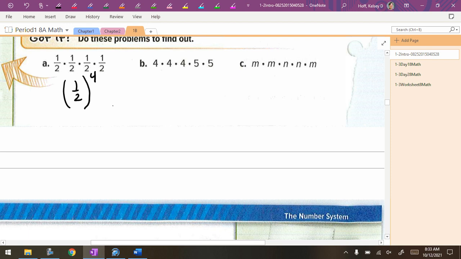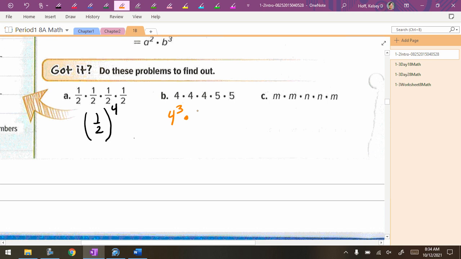Okay, but look, is that the number that's multiplied? No. Okay, who can raise their hand and tell me your answer to B? Courtney. 4 to the third power times 5 to the second. Agree or disagree? Agree. Nicely done. I would agree with that.